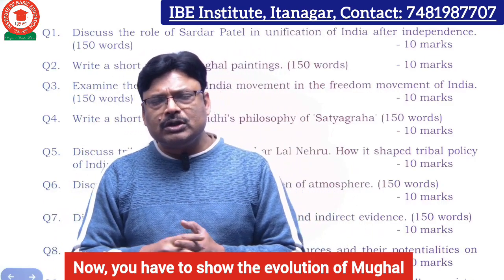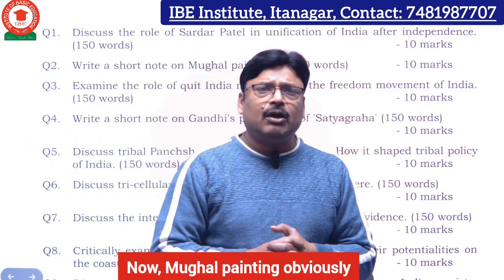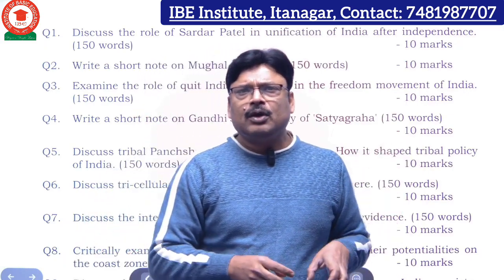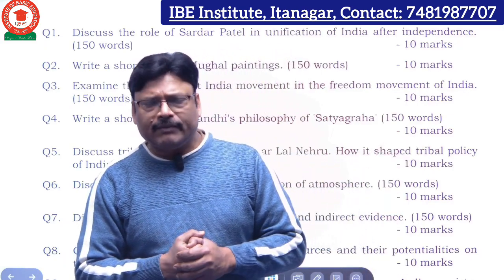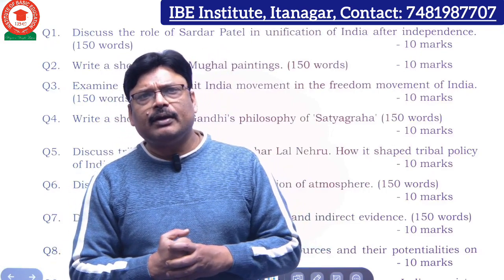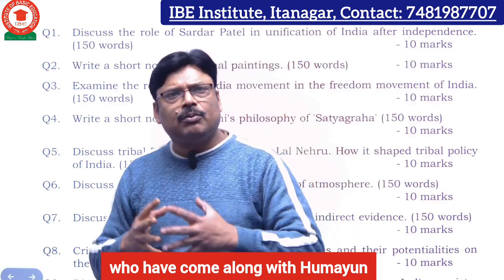Now you have to show the evolution of Mughal painting first of all. Mughal painting obviously started when Humayun brought with him 2 painters from Persia, that was Khwaja Abdus Samad and Mir Sayyid Ali, right? So these were the 2 painters who came along with Humayun.